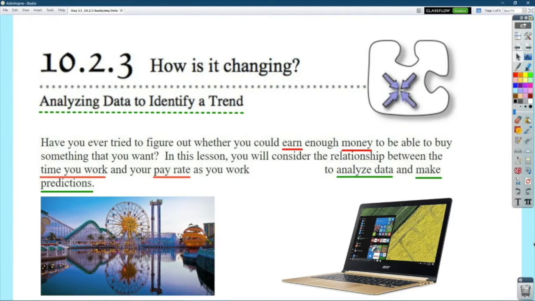Here we are at 10.2.3. How is it changing? This is the very last piece that we're going to do from the textbook, unless we assign things from the back of the textbook. This is about analyzing data to identify a trend.